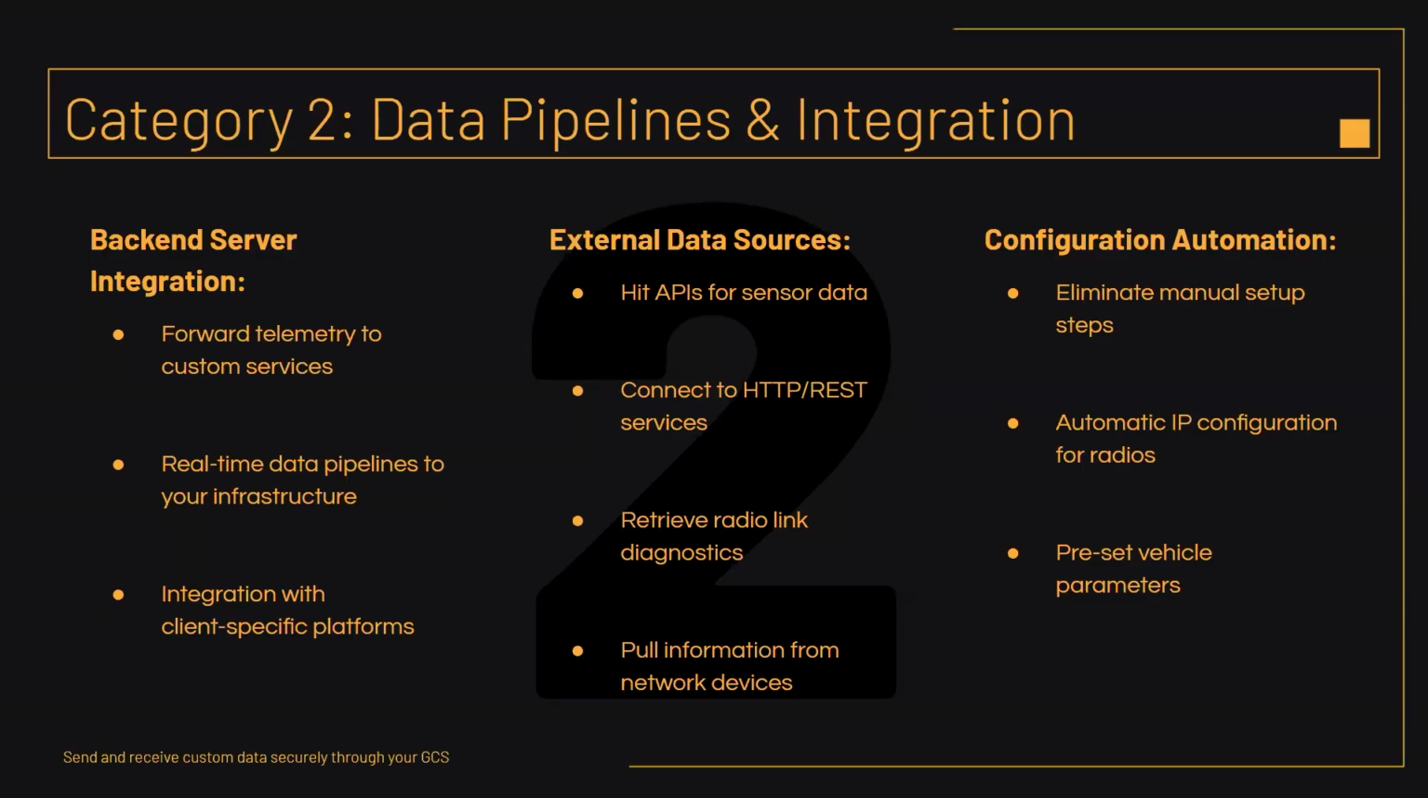Then there are external data sources. It's unspecific because there are many things this could be. You could have a custom sensor which doesn't follow the MAVLink standard. Maybe you need to connect to an HTTP REST service. Perhaps you need radio link diagnostics and you want to pull information from certain devices on your network.